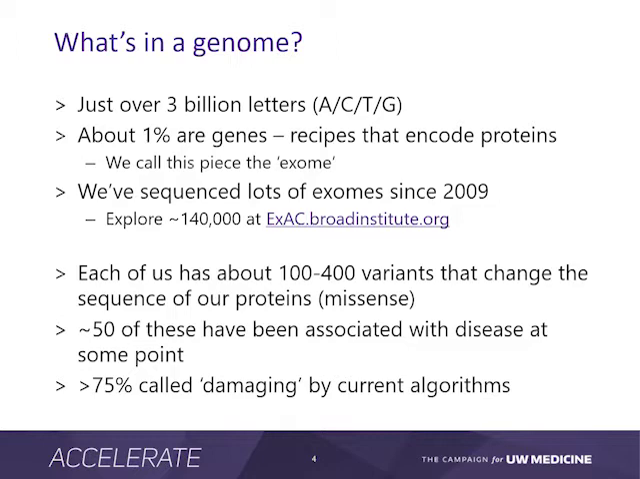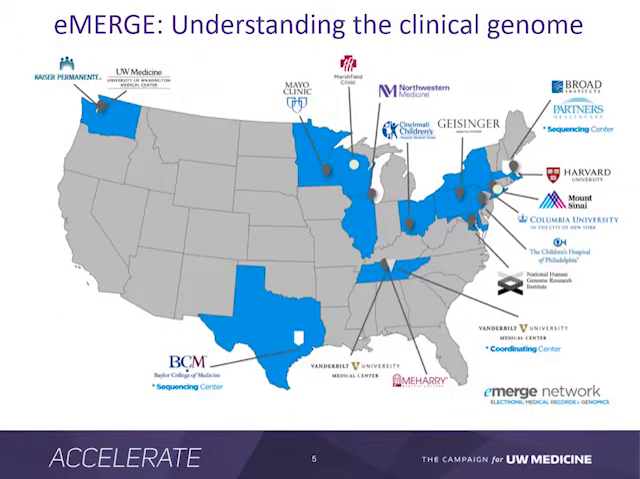In addition, if you just look at what's called damaging, there are a bunch of computational algorithms out there that claim to be able to sort these variants into the ones that cause disease and the ones that don't. They don't do a great job right now looking across your entire genome. Of all the variants that you have in your genome, 75% of them would be called damaging by the current algorithms. So we need a better job sorting the ones that cause disease from the ones that don't.